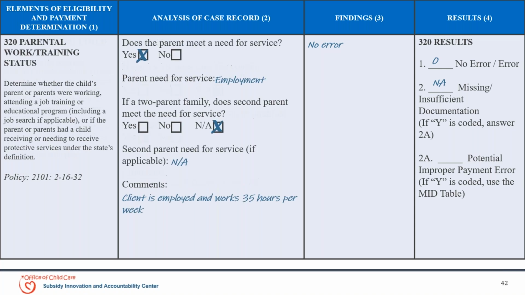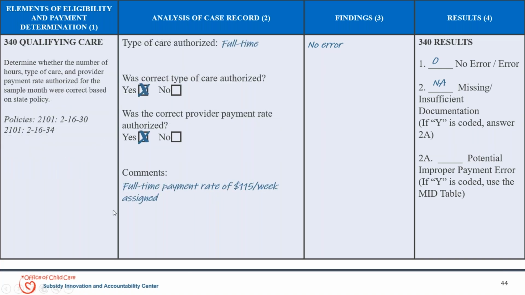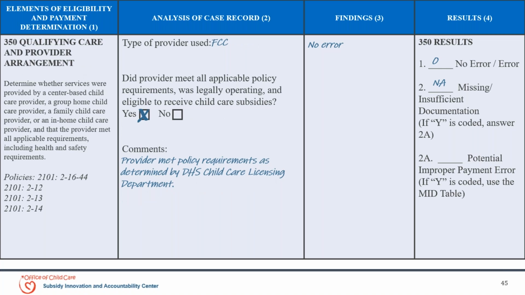All right, moving on to 320. It's again the same as in the last example, so not going to spend a ton of time on it. Same with 330. In 340, there was also no error. And in 350, also no error.